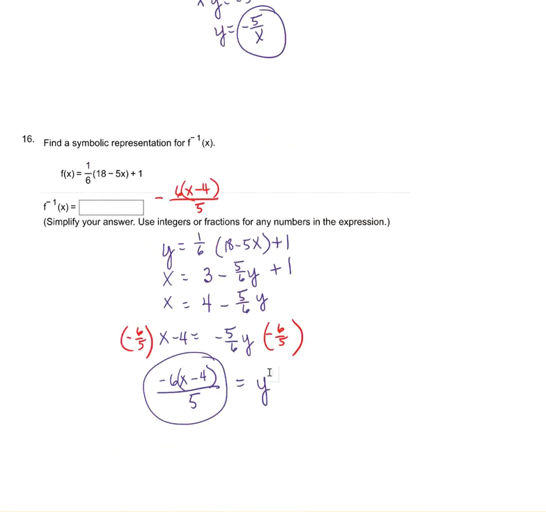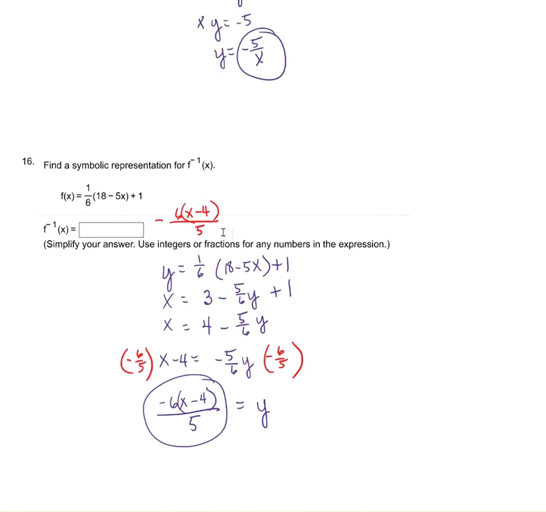Number 16, and I think it's our last one. It's a little bit more involved. We're going to find the inverse of this. So we've got y equals 1/6, parentheses 18 minus 5x, plus 1. The first thing you should do is go ahead and multiply 1/6, distribute it here. So you have 3 minus 5/6 x, plus 1. Go ahead and combine the 3 and the 1. So now you've got 4 minus that. Subtract the 4. So now you have x minus 4 equals this.